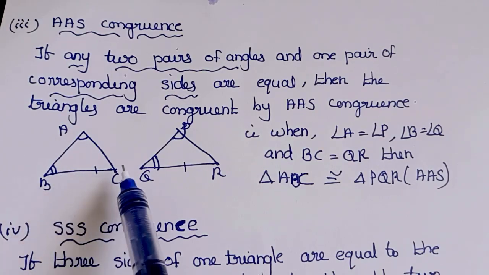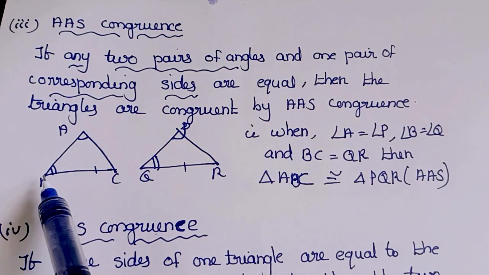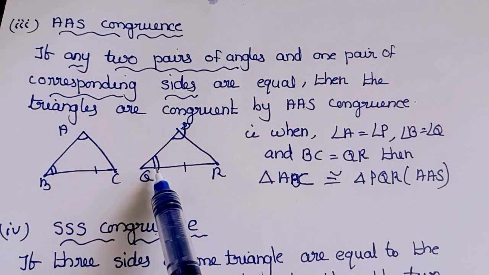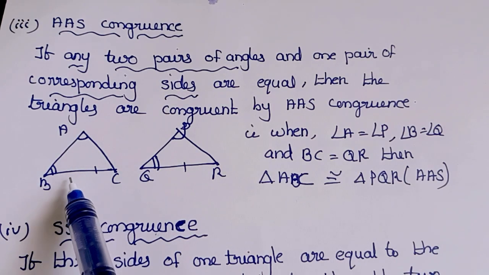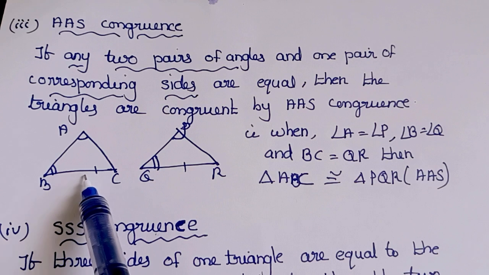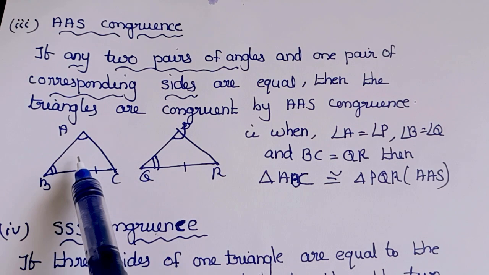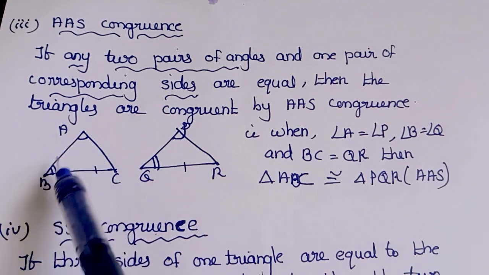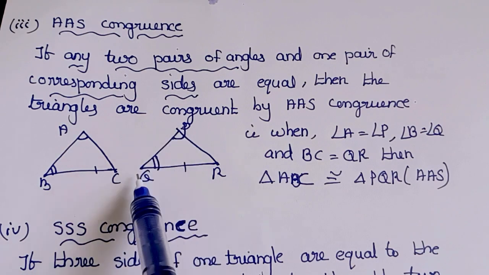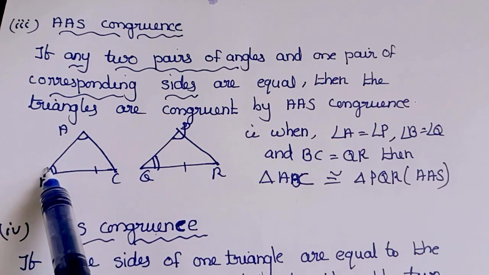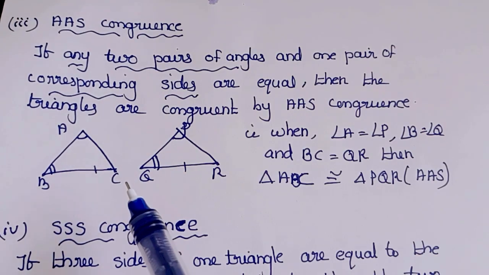That is, in triangles ABC and PQR, if angle B equal to angle Q and angle A equal to angle P and BC equal to QR. These two are non-included sides, that is, these two sides are not in between these two angles. So we can say that triangle ABC is congruent to triangle PQR by AAS congruence.